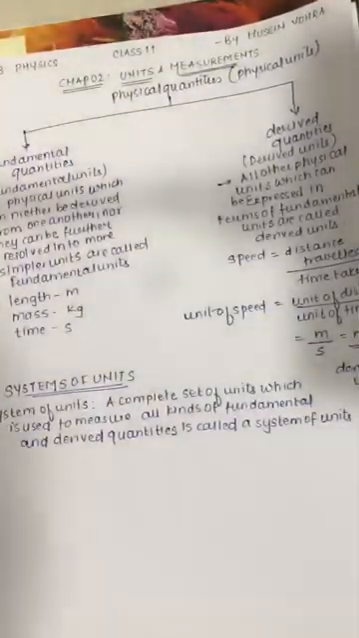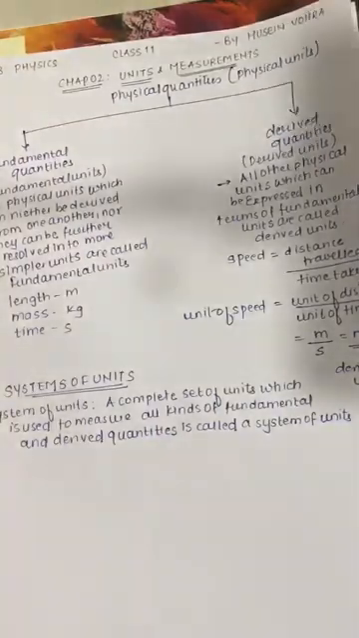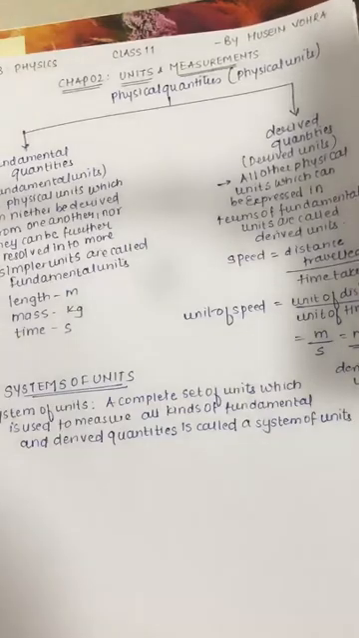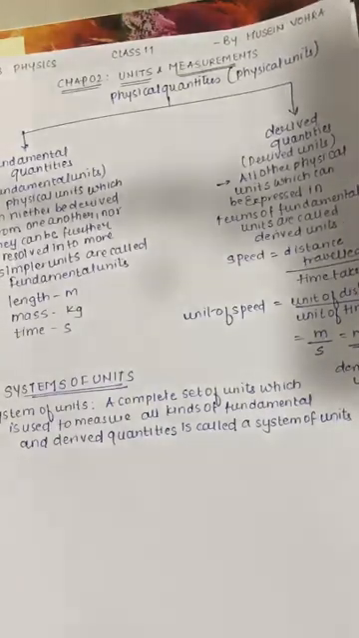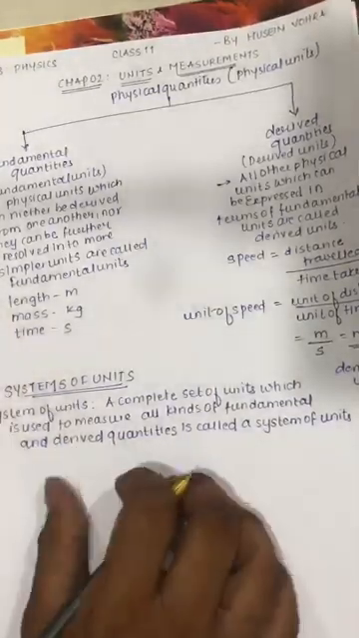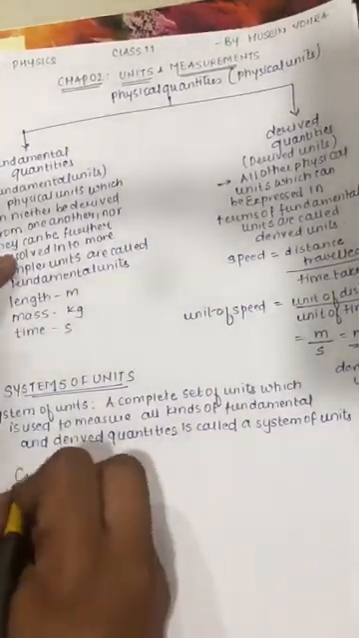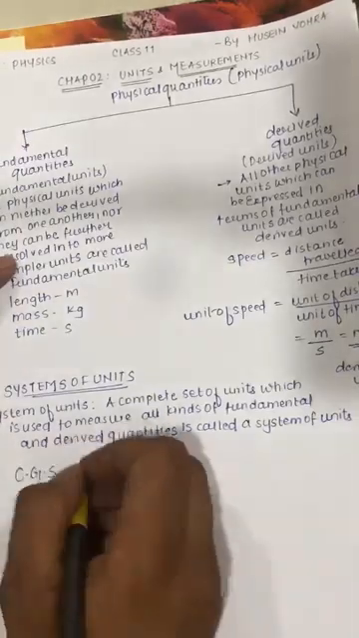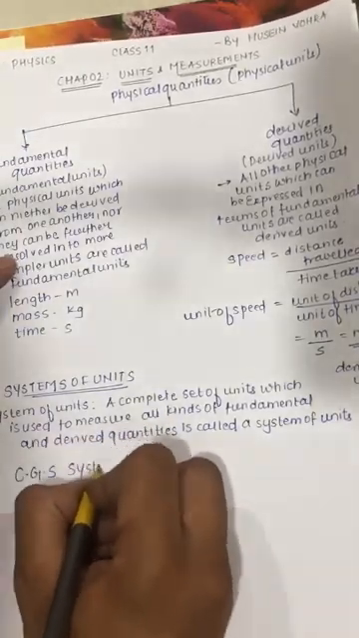Complete set of units, whether we are using it to measure all fundamental quantities or derived quantities, the entire set of units is known as what? System of units. Now, the very first system that came into existence was the CGS system.